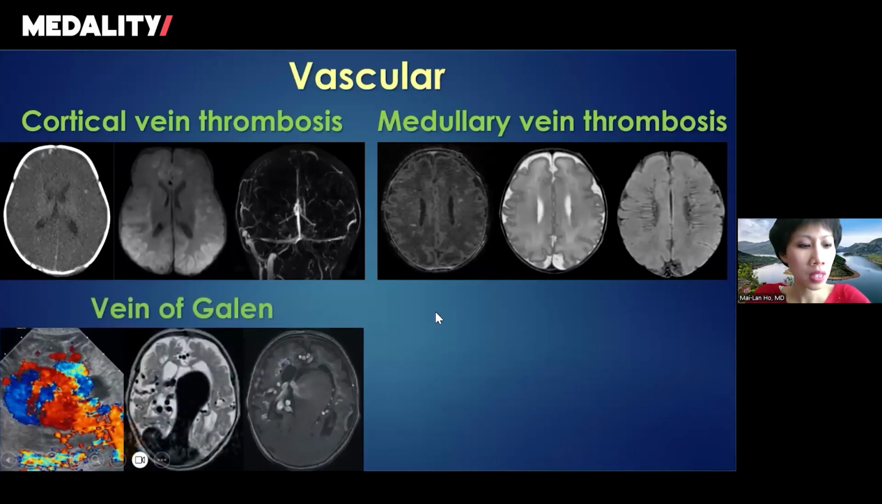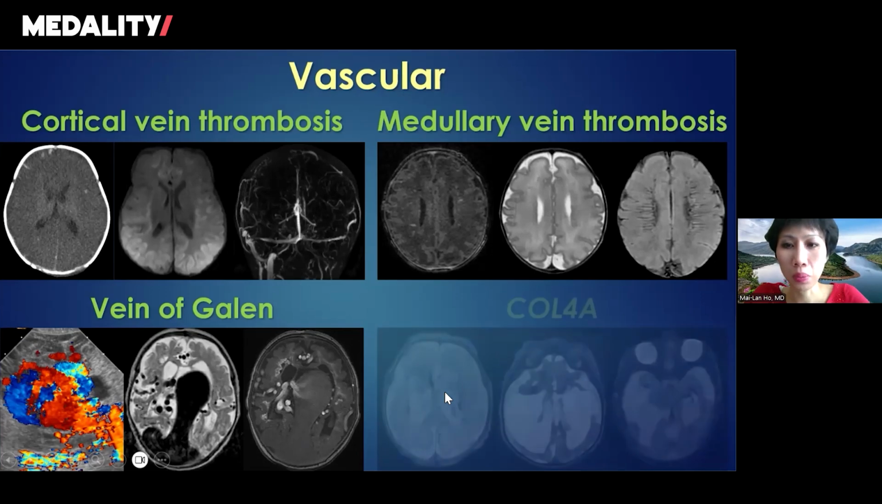Vein of Galen malformations, this is essentially AV shunting, high flow shunting, right, through the median prosencephalic vein. They can have this turbulent yin-yang flow, lots of choroidal or mural feeders, and ischemia of the brain parenchyma.